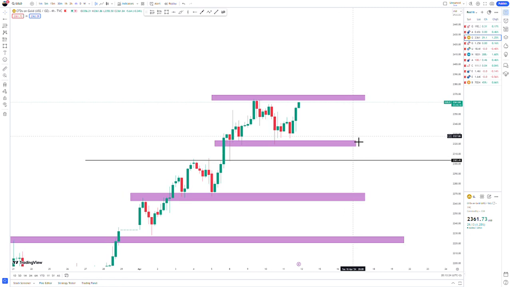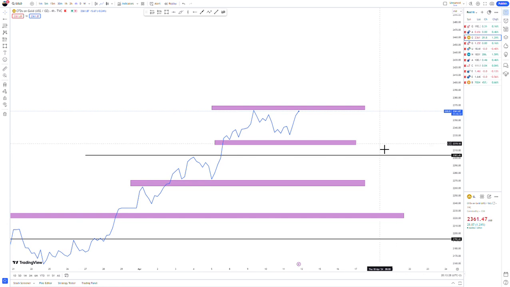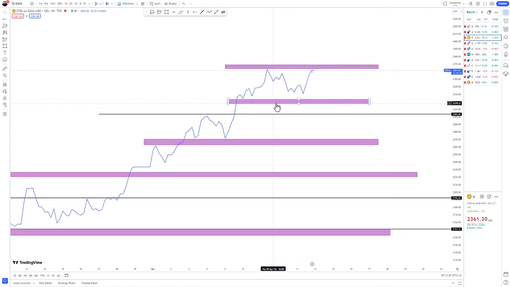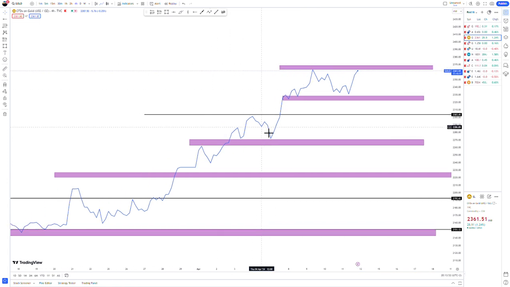Okay, now let me go back to the line chart again. Alright, now I can adjust this a little bit better and put it right there. And this is going to be right there. So what I do here is adjust it, and I'm also going to mark my intraday levels. These are the levels in between these key levels. Okay, I still have to mark this one.